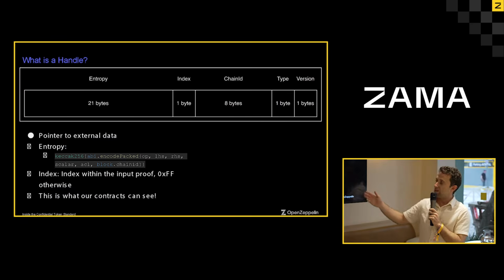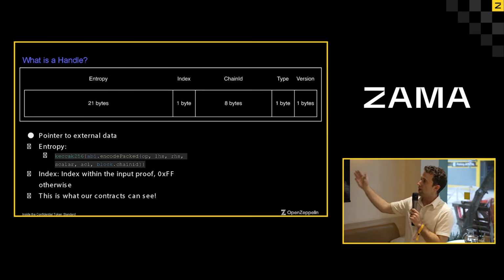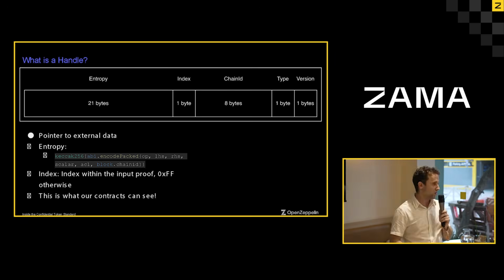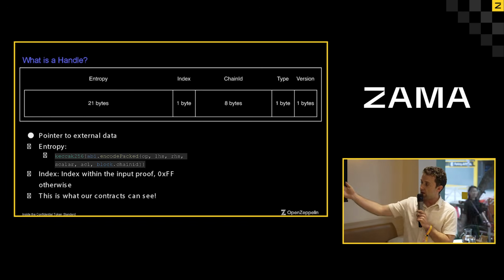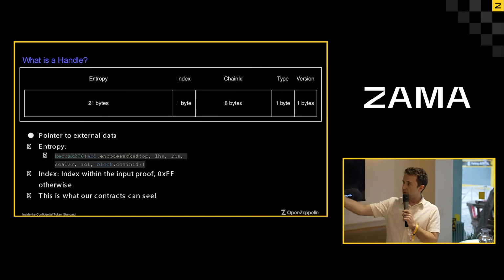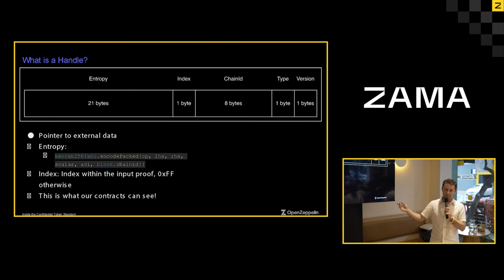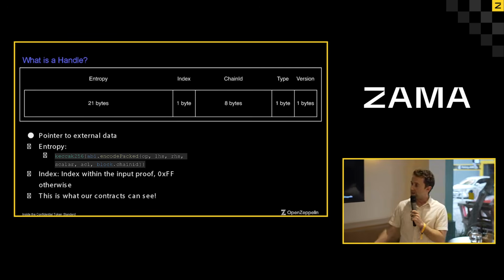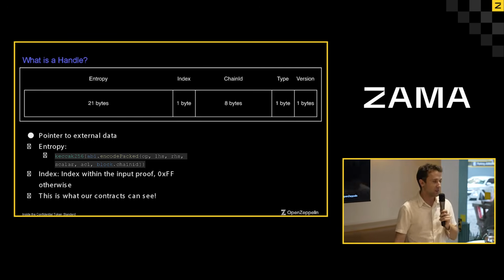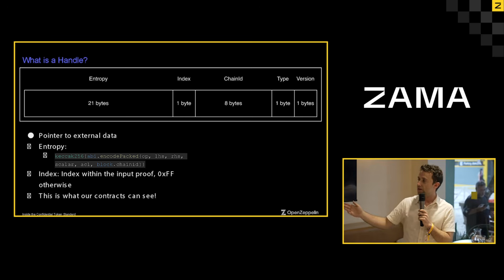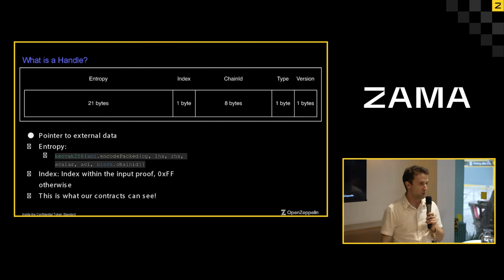So what is a handle? A handle is 32 bytes. 21 bytes of entropy, which depending on where it's coming from will be different. But in an example of on-chain operation, it would be the operation, the left-hand side, the right-hand side, a Boolean for whether the right-hand side is a scalar, the ACL address, and the chain ID. So, just entropy. Then we have the index, which is the index within an input proof.